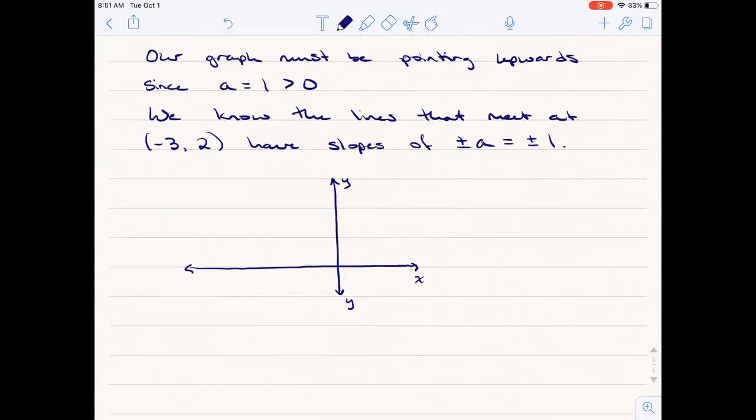It's been a while. 1, 2, 3, 4. Okay. So if we just put imaginary lines here, 1, 2, 3, 4, 1, 2, 3. So then at -3, 2 is the vertex. So -3, 2, that's the vertex. And we know we've got this upward activity.